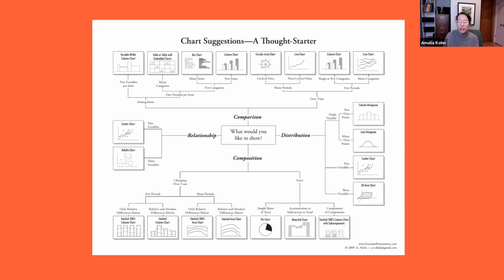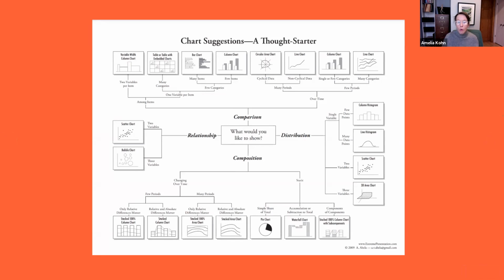One is comparison. So in this case, you have 2 or more groups of things or people, and you want to see which of these groups is largest or smallest, highest or lowest on something. And you also may want to see how these groups compare on a measure over time. So if you want to show comparison, you follow along this branch of the decision tree, and it leads you through some questions, and then you arrive at a chart type.